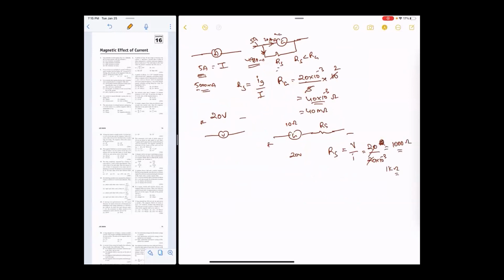Is it 100 or 1000? Gyanesh Singh, is it 100 or this one? I is 20 milliamperes. The wonderful part is that for this, there is no need of RG. Why are we not using RG? Because RS is generally very large compared to RG. We are neglecting it. If it is comparable, we will not do it this way. 1K.